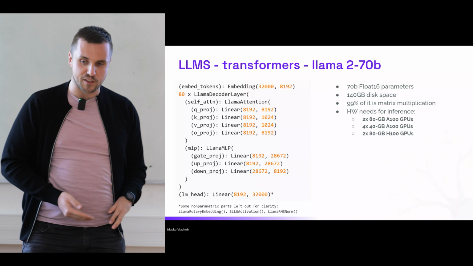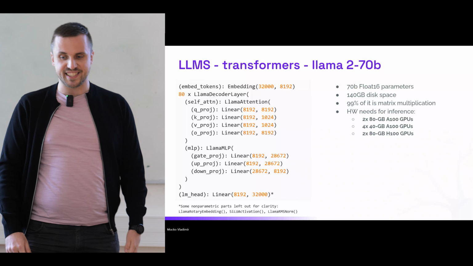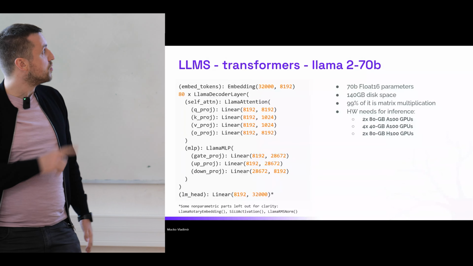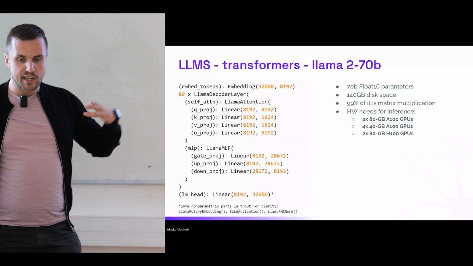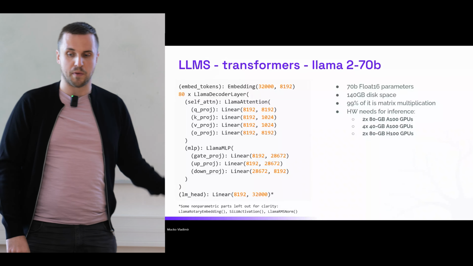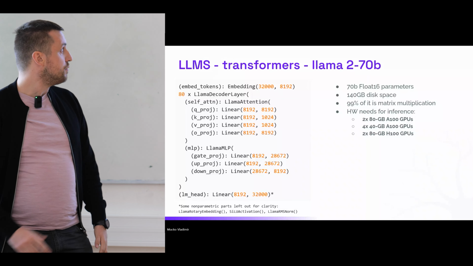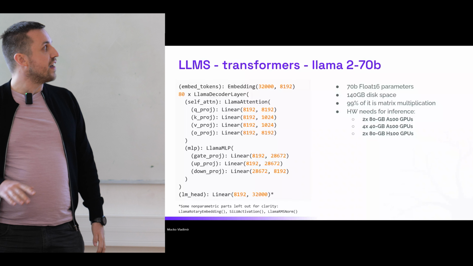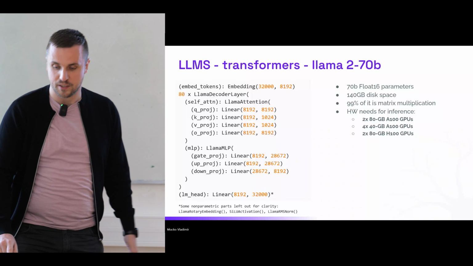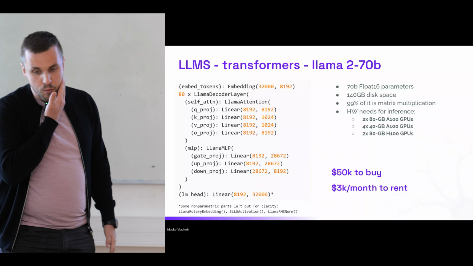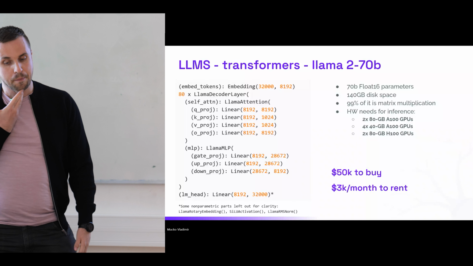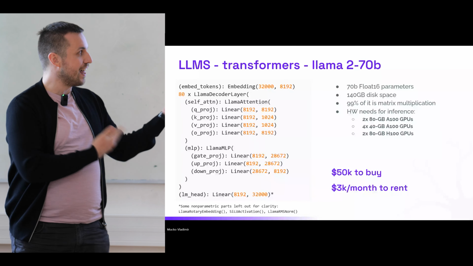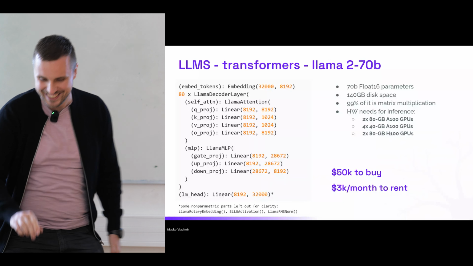Together, the network has 70 billion floating point 16 parameters, which means 2 bytes per parameter. That is 140 gigabytes of disk space, and 99% of these parameters is used for matrix multiplication. If you want to run this, you need 2 H100 GPUs or equivalent, which costs $50,000 to buy or $3,000 per month to rent. And if your grant allows for this, well, let me know.